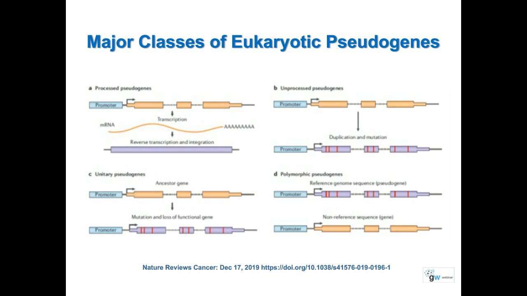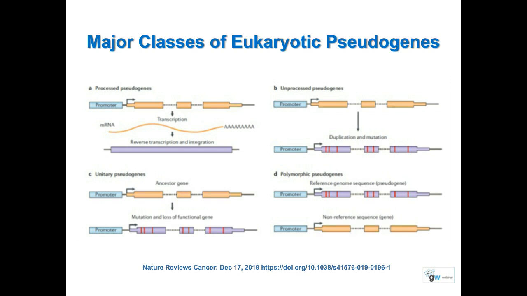In figure B, we have the unprocessed pseudogene. Here again, it has all the introns and exons. But the red vertical lines show the mutations that are acquired in the duplicated segment of DNA inserted into a different location. Because of these mutations, they become different and are not functional. So this is the unprocessed pseudogene. The third category is the unitary pseudogenes. That means they are located in the same location, but they acquire new mutations during evolution and become non-functional. So this is the third category.